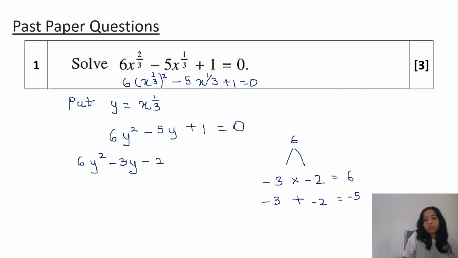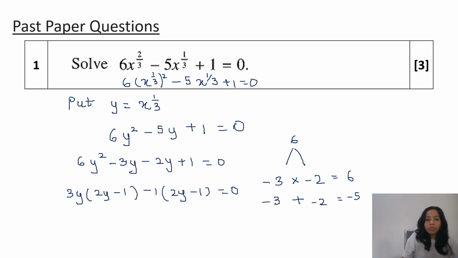Very good. So 2y plus 1 equals 0. And then 3y comes out common and this is 2y minus 1. Then here you are going to take minus 1 common out. So 2y minus 1 equals 0. So you will get the answer as 2y minus 1 equals 0 and 3y minus 1 equals 0, right? Brackets are not necessary, so you can remove it over here. So now this is y equals half and y equals 1 over 3.